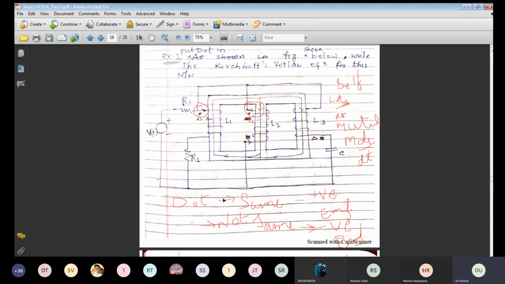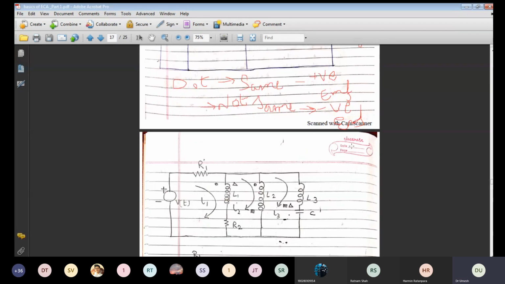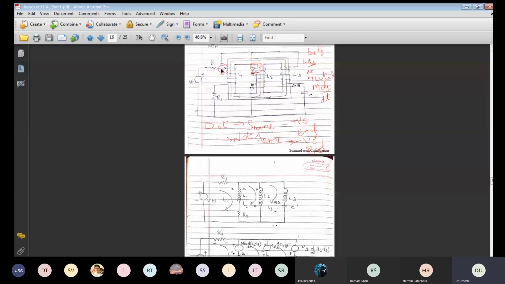So from this figure I have to draw an actual figure. That is the same figure I have drawn here. You can observe this R1, this winding L1 I have shown symbolically. This R2, that circuit is closed now. The second winding is connected from this L2. There is no other component. The third one is inductor and capacitor, that circuit I have drawn here, right?